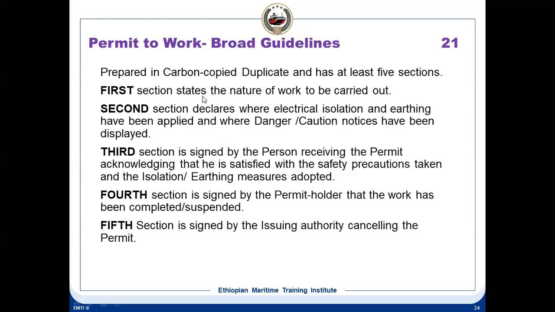The fourth section is signed by the permit holder, that is the competent person. He signs saying that the work has been completed or that it is suspended. And the fifth section is signed by the issuing authority cancelling the permit. That is the authorized person. Once the work is finished, the authorized person says the permit is cancelled. So that is the fifth section. These are the 5 sections: 1, 2, 3, 4, 5.